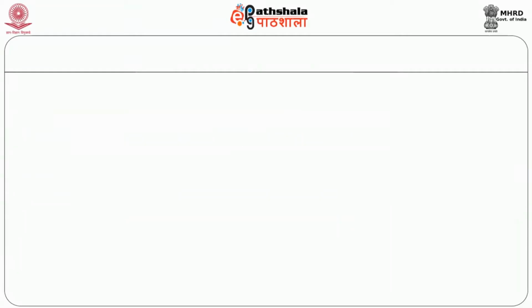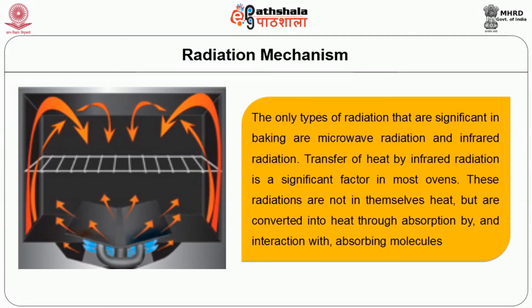Let us discuss the radiation mechanisms. Here, the only types of radiation that are significant in baking are microwave radiation and infrared radiation. Transfer of heat by infrared radiation is a significant factor in most ovens. These radiations are not in themselves heat but are converted into heat through absorption and interaction with absorbing molecules.